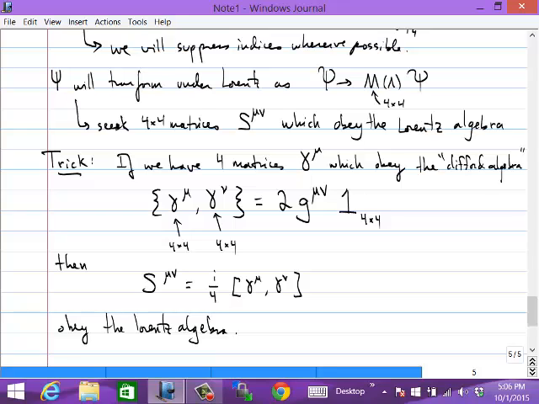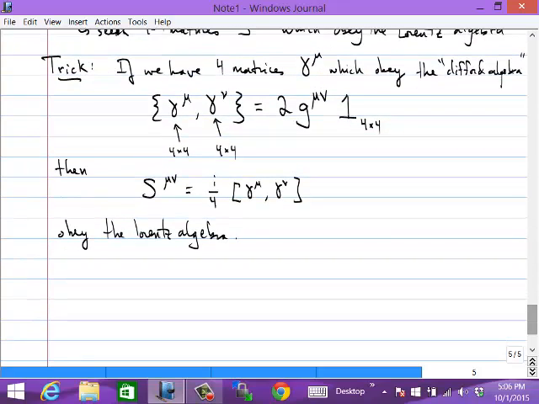So let's bring this down to earth. For us, we will take the gamma matrices to be the following. They'll be the following 4 by 4 matrices.